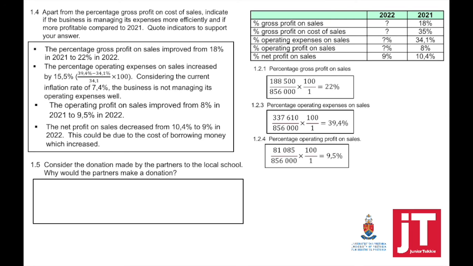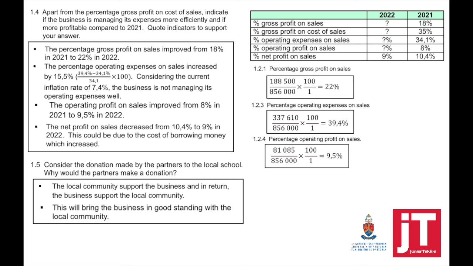1.5. Considering the donation made by the partners to the local school. Why would the partners make a donation? The local community support the business, and in return, the business support the local community. This is part of corporate governance, giving back. This will bring the business in good standing with the local community.